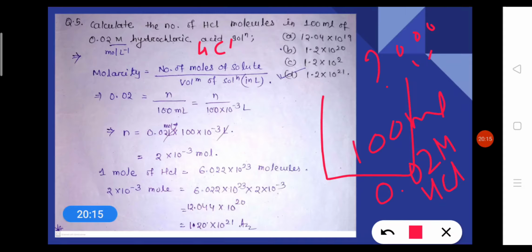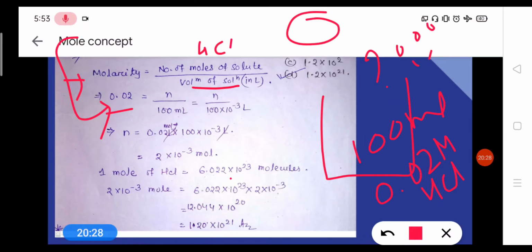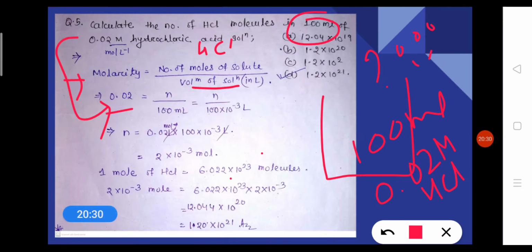According to the molarity formula, molarity is equal to number of moles of solute divided by volume of solution. Molarity is given as 0.02, equal to n divided by the volume of solution, given as 100 ml. Then we have to convert 100 ml into liter by multiplying by 10 to the power minus 3 liter. Then n is equal to 2 into 10 to the power minus 3 mole. We have got the number of moles.